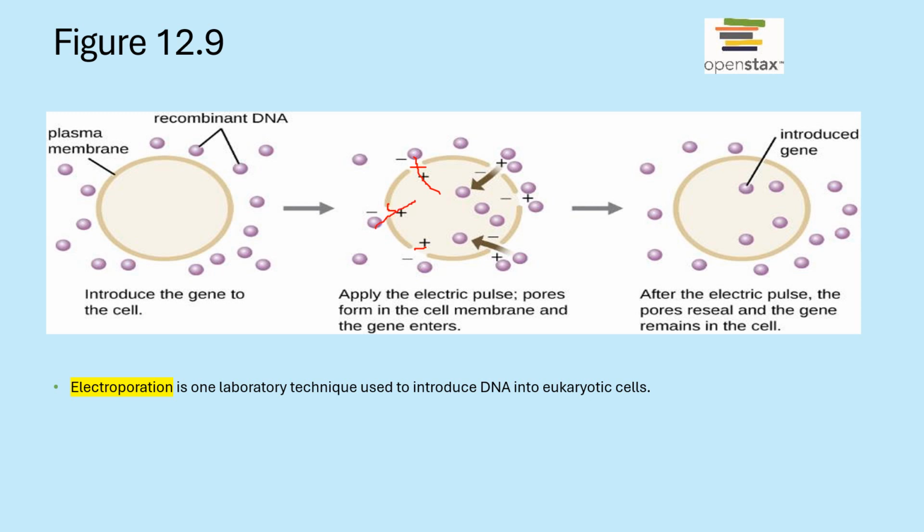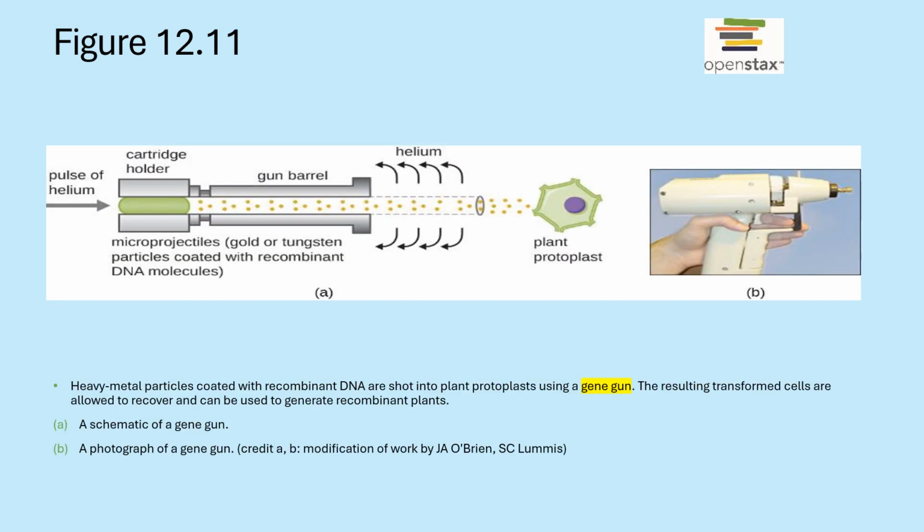Things naturally want to go from high concentration to low concentration. It's going to flow in. As soon as you turn off that electrical impulse, it's like shutting the windows. These pores are going to close, but guess what? Now you've got some of those genes inside the cell. So that's one way. Another way is to use a gene gun.